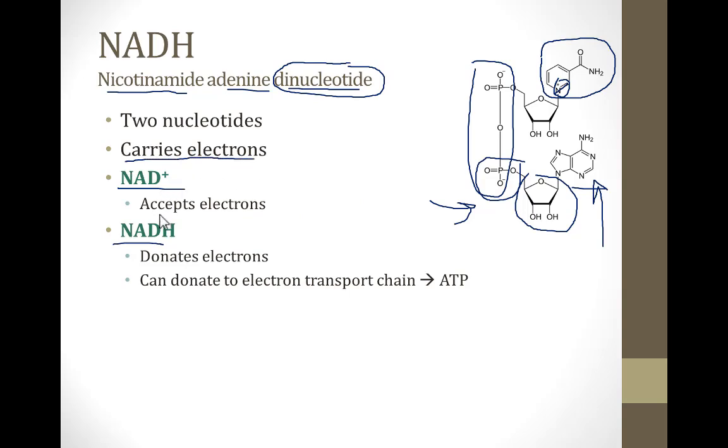So NAD plus can accept electrons. NAD with a hydrogen attached can donate electrons. And you can just remember that anytime the hydrogen is attached, it is carrying electrons that it can donate for other reactions. And one of the most important places that NADH donates its electrons is to the electron transport chain in the mitochondria. This leads to the generation of ATP.